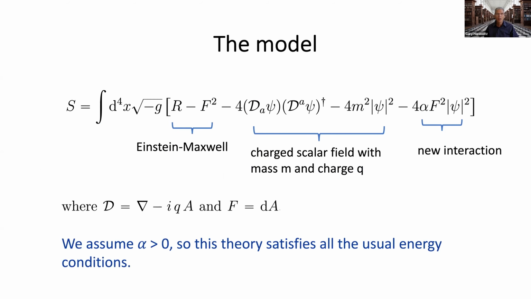Okay, so here's the model, the action for the theory I want to consider. It consists, first of all, of the standard Einstein-Maxwell theory. Then I'm going to add a charged scalar field. This is a standard action for a scalar field with mass m and charge q. These script D's are just the gauge covariant derivative, the usual covariant derivative minus iq times the vector potential for the Maxwell field, where F is just dA.